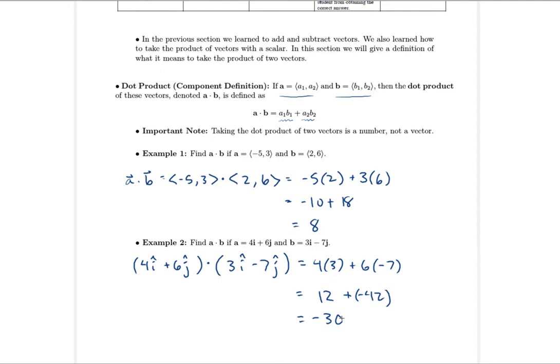Now, both in this section and then as you move on in mathematics, you'll learn more and more about this dot product and how important it is and what exactly it tells you. But for now, just know that it's a product that takes two vectors and gives you a single number.